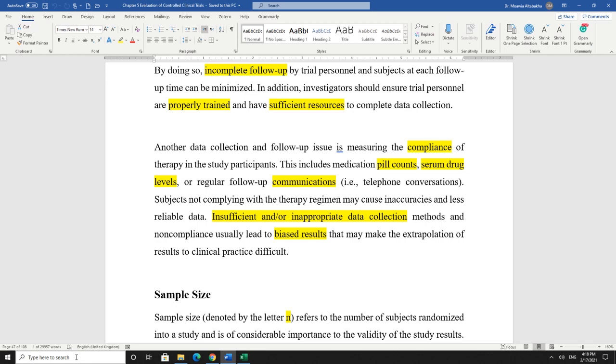Or you might do a serum drug concentration level. You will take blood samples from the patient to make sure that the concentration of the drug is right, and it means that he's taking his medication regularly. Or maybe the patient keeps forgetting, so you might send him a message or make a telephone call to remind the patient to take the pills.